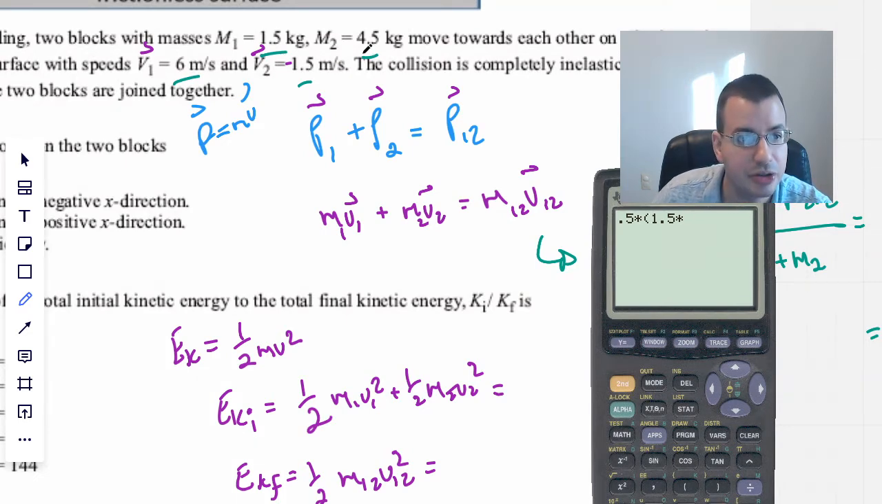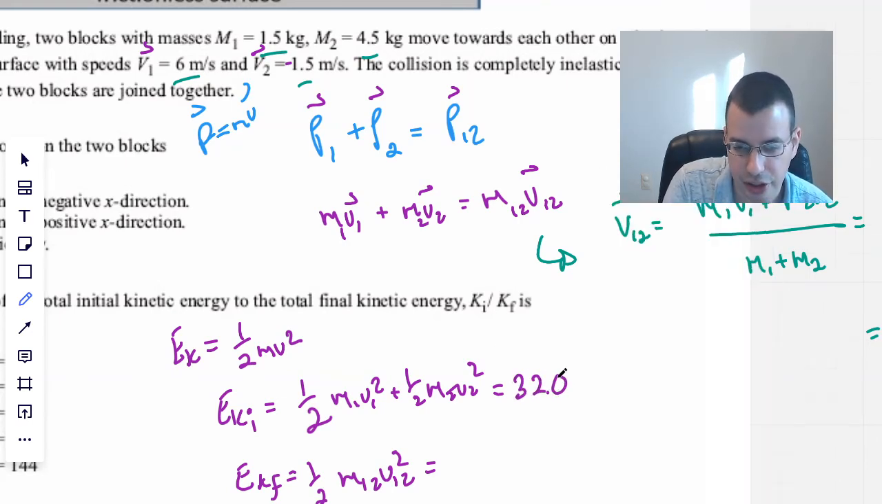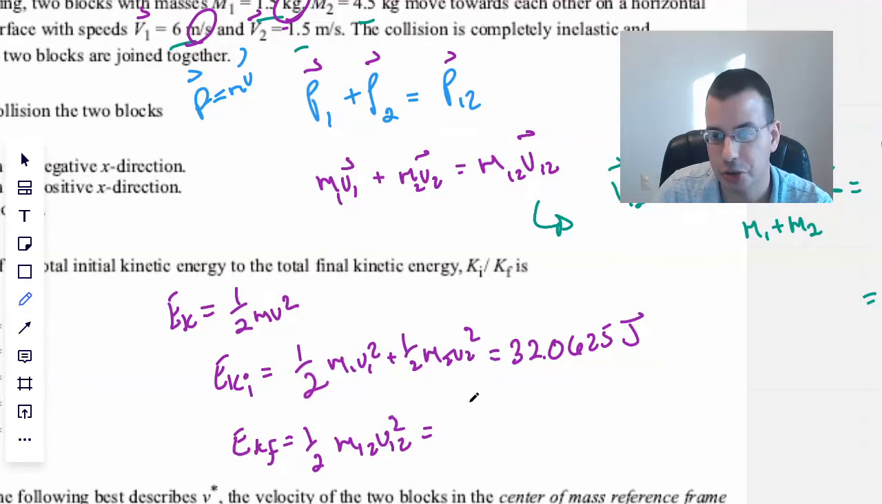1.5 times 6 squared, which I'm just going to write as 36. I know, I'm probably going to get myself in trouble by missing something. 4.5 times 1.5 squared, and I think that's going to be 2.25, but I'm not going to risk it. And then the 1/2 is capturing the parentheses. So we have 32.0625, and that's probably in joules because this is in kilograms and meters per second. Both are SI units, and joule is an SI unit.